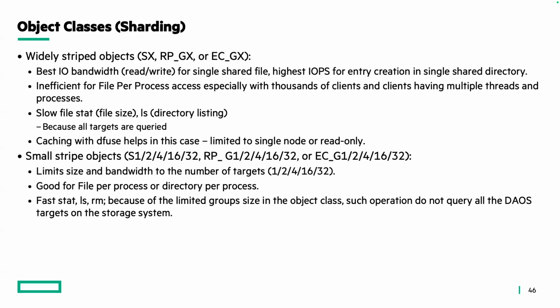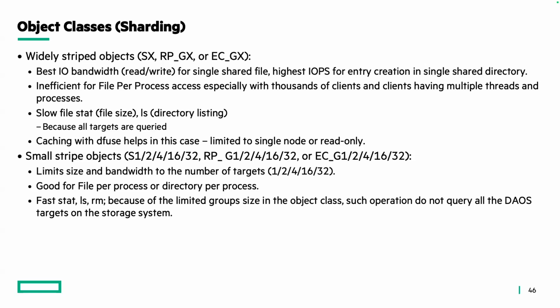So that's what we were talking about, the type of redundancy. Now, the striping, or sharding, what we call it in DAOS terms, but you might be more familiar with striping, is what comes after the X or the 1 in that case. A widely striped object means you are using all your servers in your pool. Basically, it's best if you want large IO bandwidth.